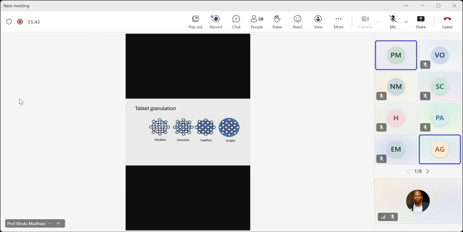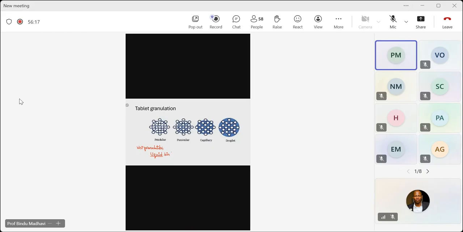The next one is the application of rheology in tablet granulation. This is with respect to the wet granulation process. We don't have rheological applications in dry granulation because we don't add any liquid. The powder is directly used for the slugging process and kept for compression. Whereas in wet granulation, we add a liquid binder. So when we add liquid binder, the powder enters different stages.